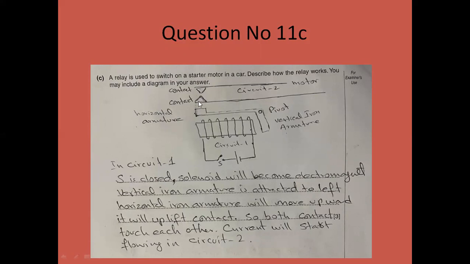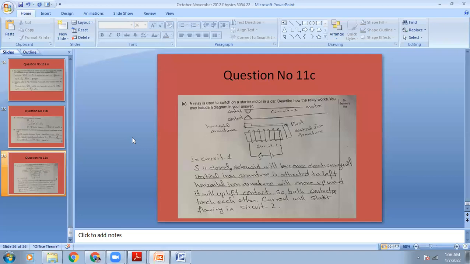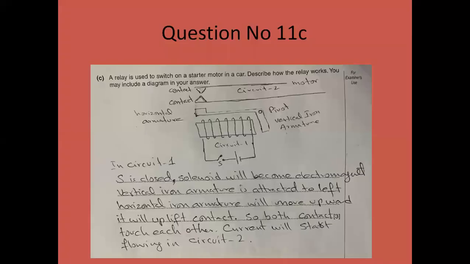When it moves upward, it will uplift this lower contact, so that the lower contact will come in contact with the upper contact, and the path of the electricity in circuit number two, where you have the starter motor, will be completed. In this way, you are able to switch on and switch off circuit number two, and the switch you are using is in circuit number one, which has a very small amount of current and voltage. So that's the benefit of using a relay.